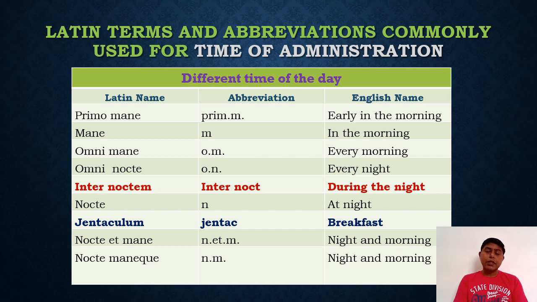Then the time of administration, that is the different times of the day: in the morning, night, afternoon, in between and all. Pre mane, that is early in the morning. Mane, in the morning. Omni mane, that is every morning. Omni nocte, that is every night. Inter noctem, that is during the night. Nocte, at night. Jentaculum, that is breakfast. Nocte et mane, that is night and morning. Nocte maneque, that is night and in the morning.